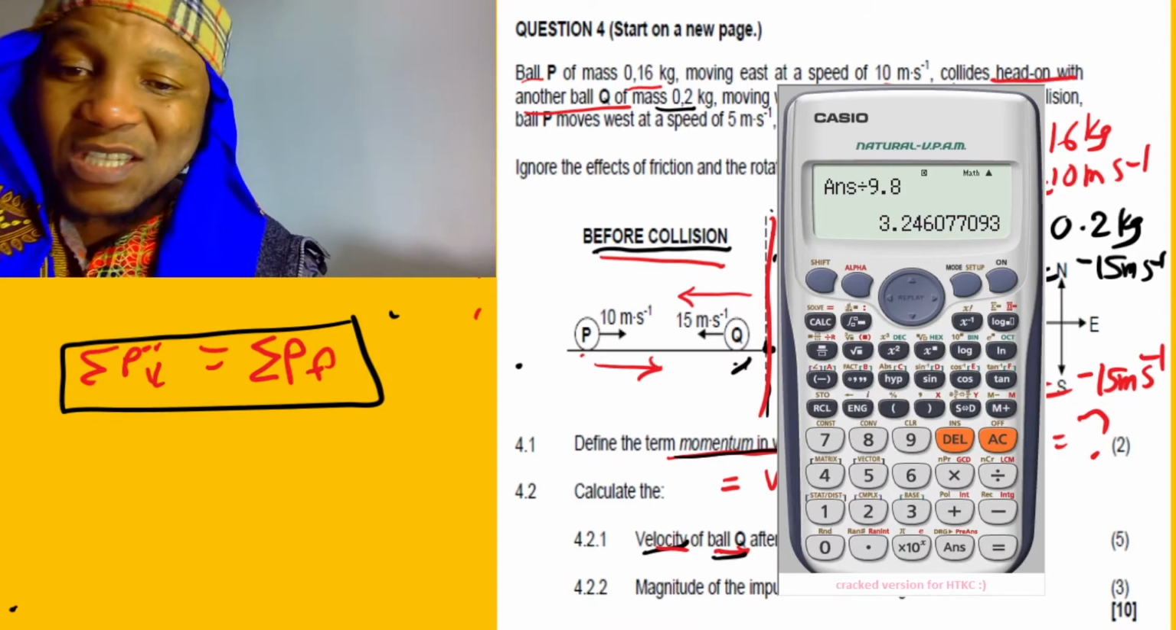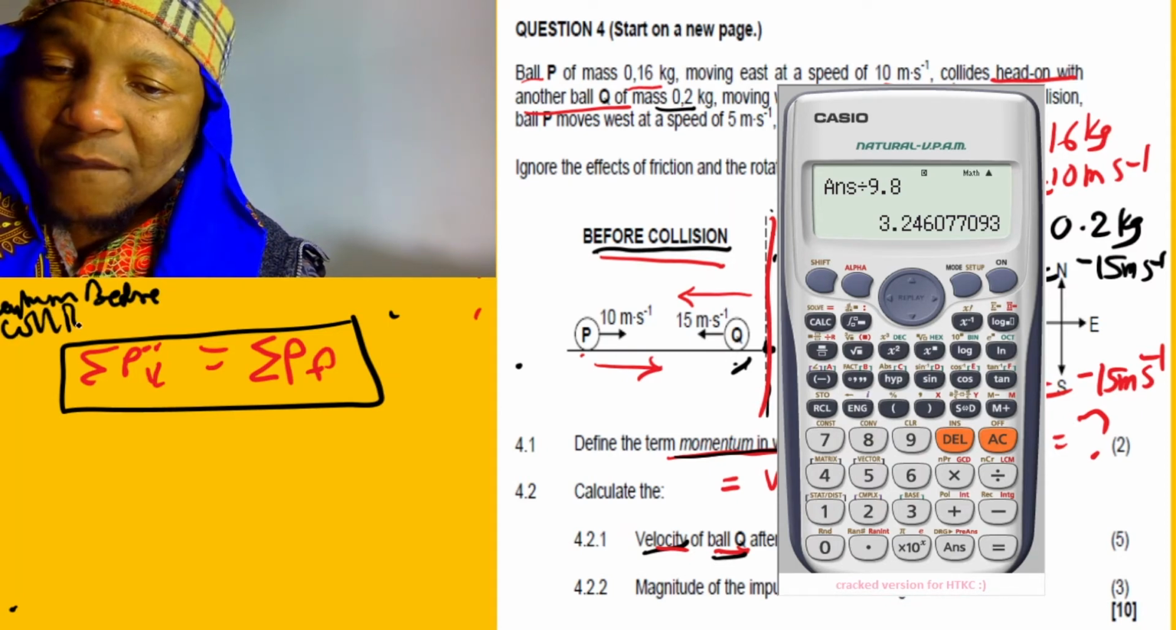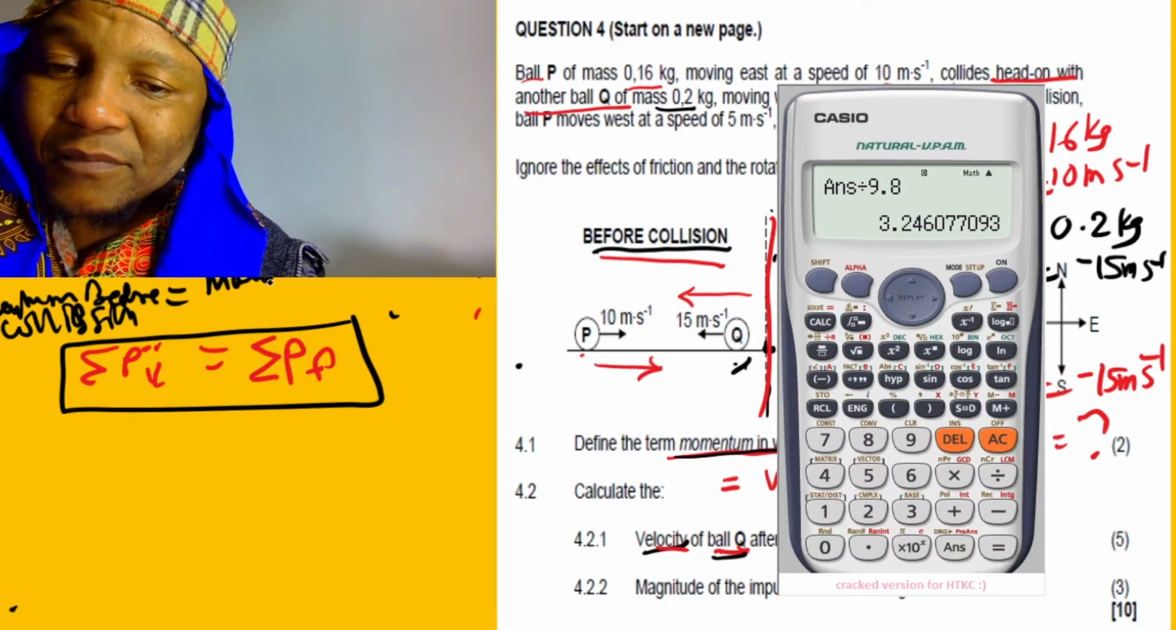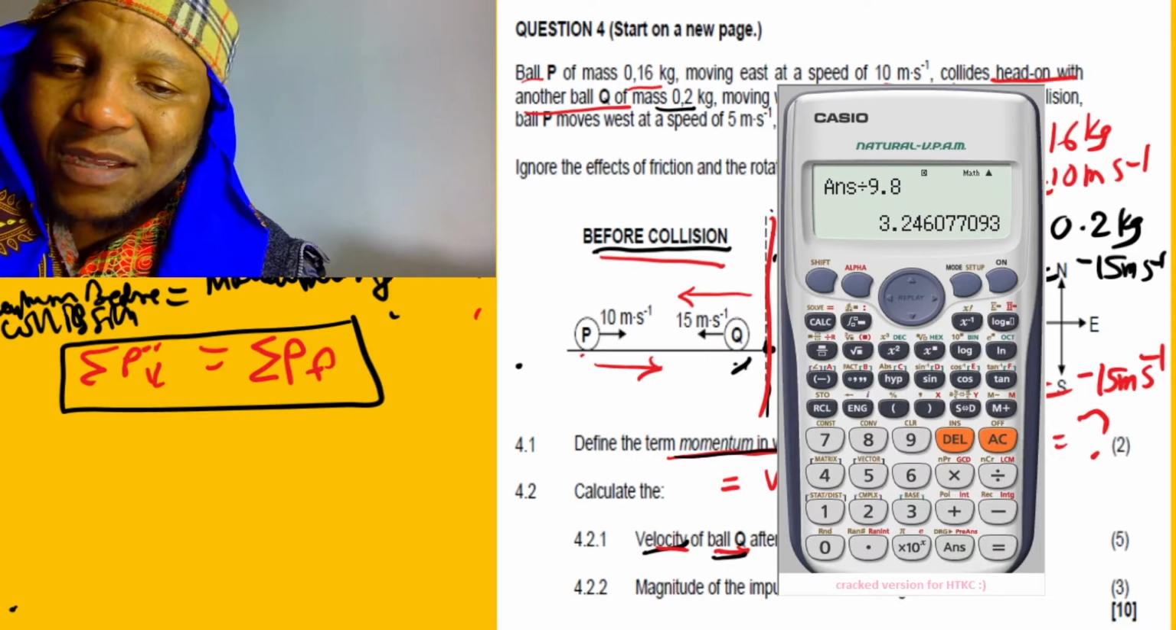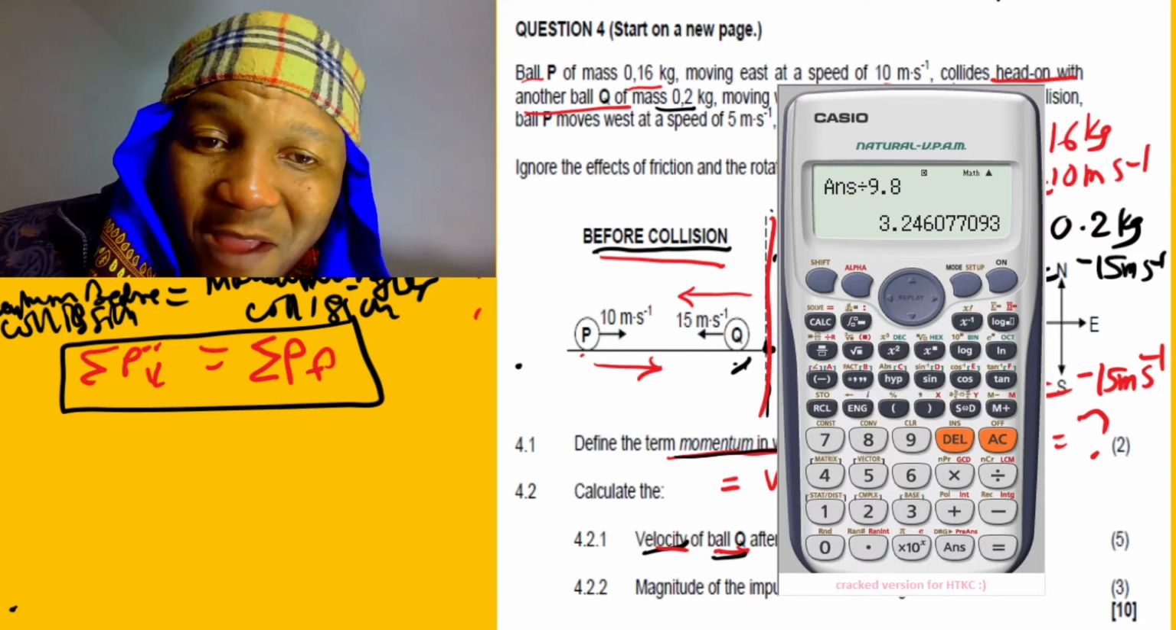Okay, so you can simply write here: momentum before collision equal to momentum after collision.